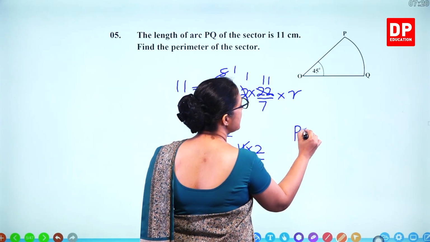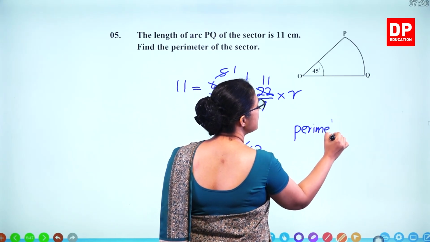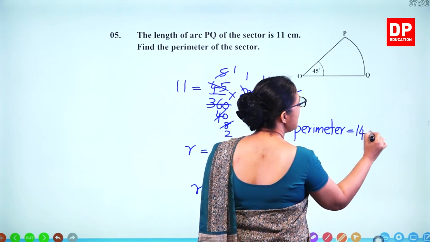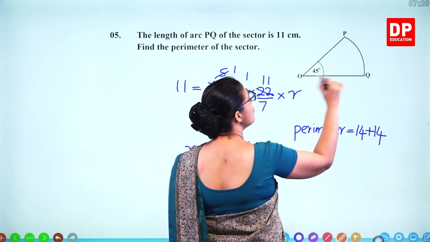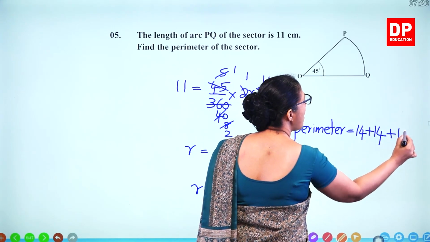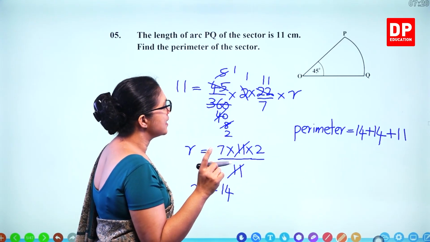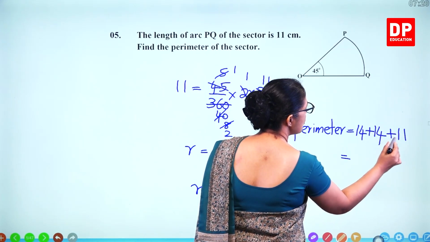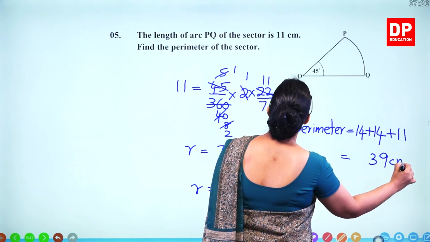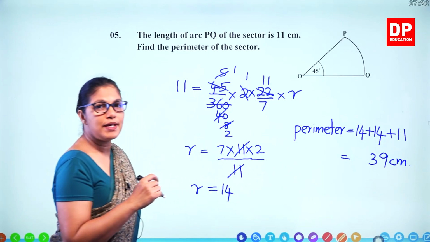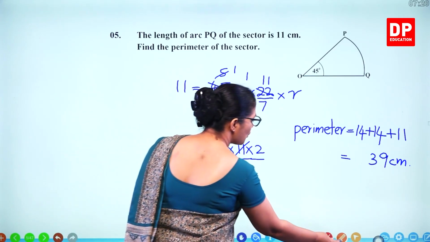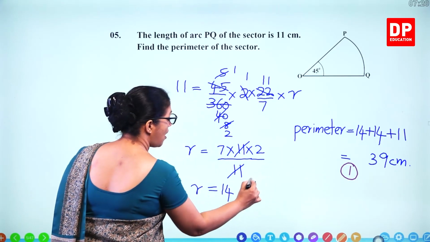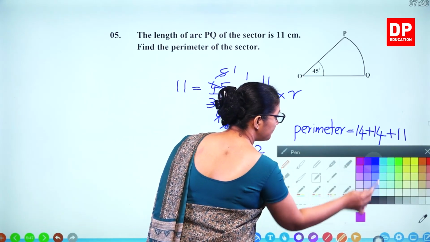Now you can find the perimeter. So what's the perimeter? Perimeter is equal to R is 14. So 14 plus 14, that's 2R, plus the arc length, that's 11. So what's the answer? 4, 4, 8, 9, 1, 2, 3, 39 centimeters is the perimeter of this figure. So 2 marks: 1 mark for this and 1 mark for identifying R.